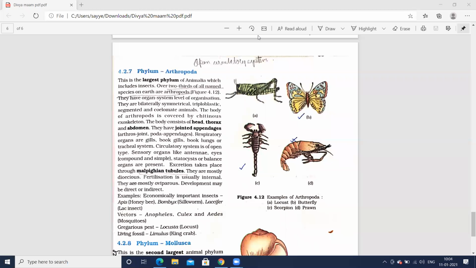The most important thing about arthropoda is that they are the largest in number. Number two, they have joint appendages. Number three, the respiration is by gills, book lungs, or trachea. The circulatory system is open type. The sensory organs like antenna, eyes, statocyst, or balance organs are present. Now we are talking about sensory organs like antenna. Can you see the pictures on the right side? Some examples of arthropoda. Can you see antenna in any one of these?